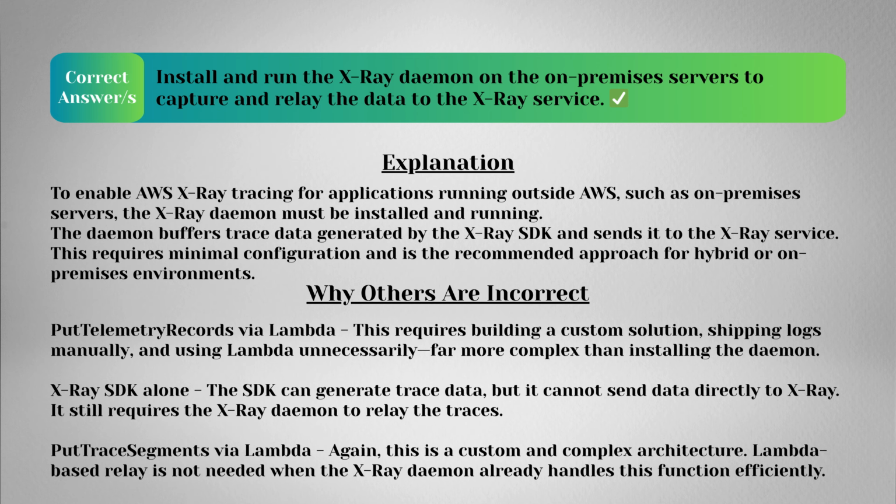Why others are incorrect? Put telemetry records via Lambda: this requires building a custom solution, shipping logs manually, and using Lambda unnecessarily, far more complex than installing the daemon. X-Ray SDK alone: the SDK can generate trace data, but it cannot send data directly to X-Ray. It still requires the X-Ray daemon to relay the traces. Put trace segments via Lambda: again, this is a custom and complex architecture. Lambda-based relay is not needed when the X-Ray daemon already handles this function efficiently.